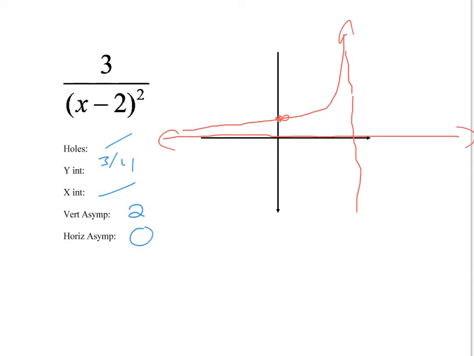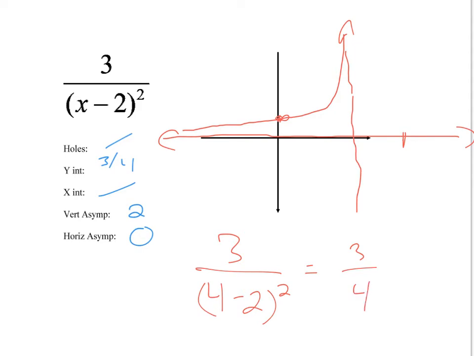We can do that by plugging in a point such as 4. If I plug in a point like 4, that's when x is 4. So I'm going to plug that in, and notice I'm going to get 3 over 4 minus 2 squared, which equals 3 over 4 minus 2 is 2. 2 squared is 4, so that's 3/4.